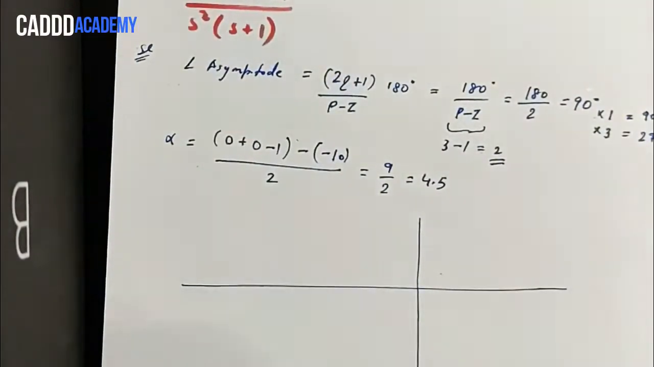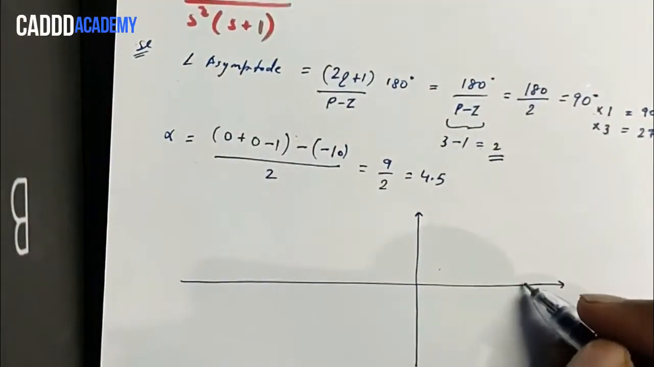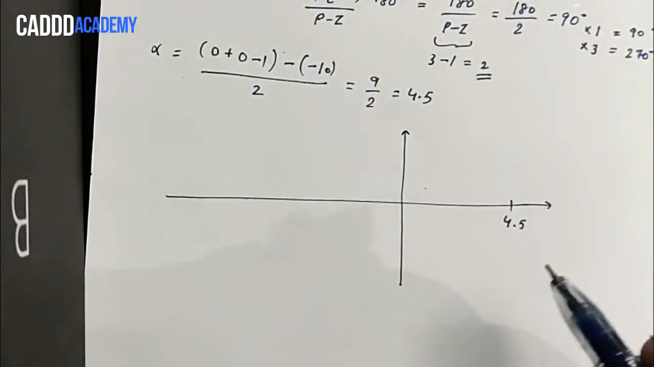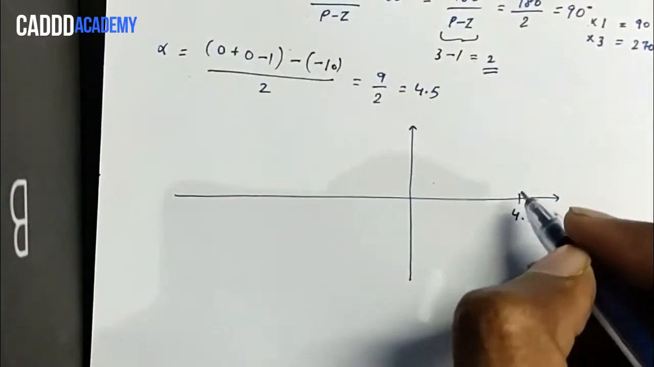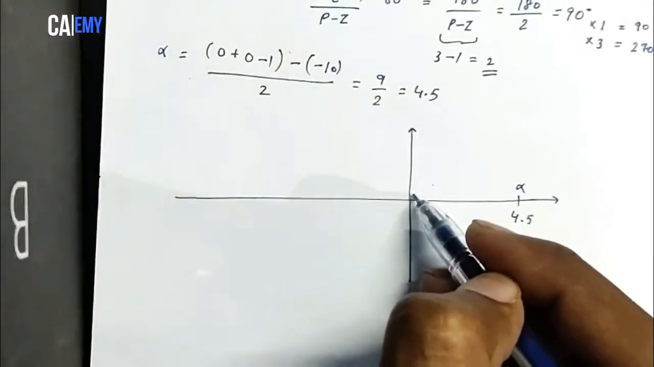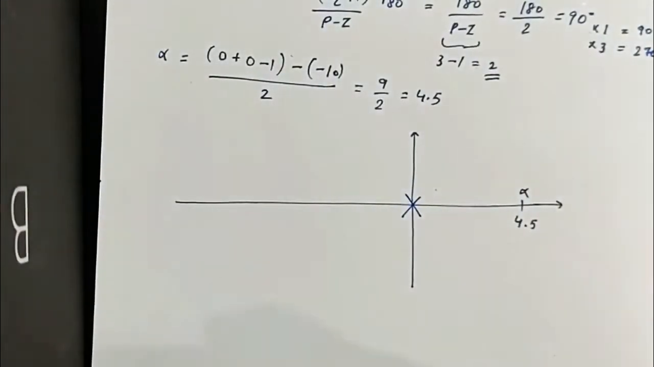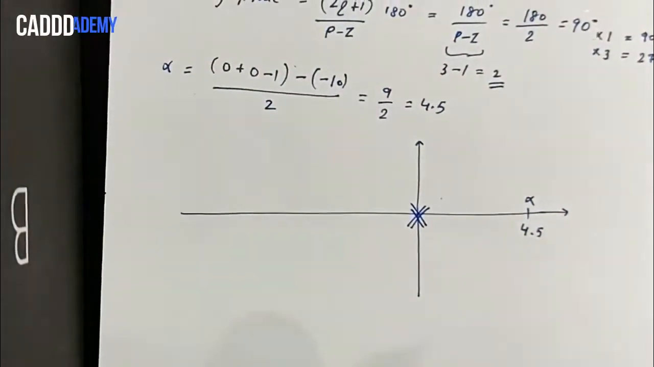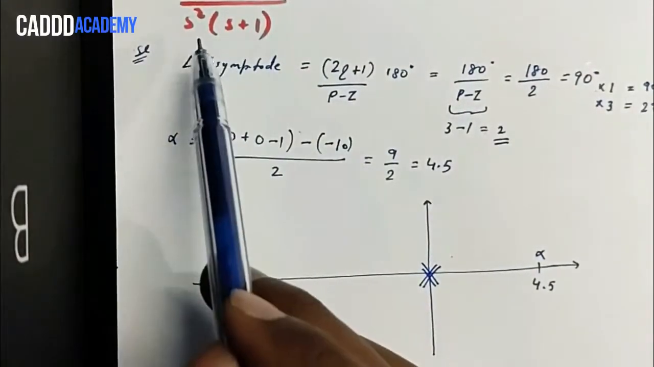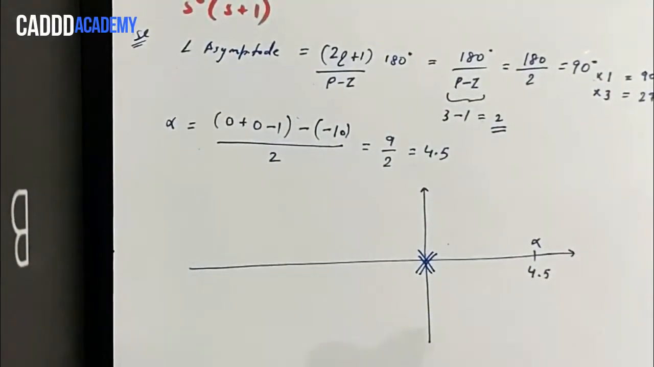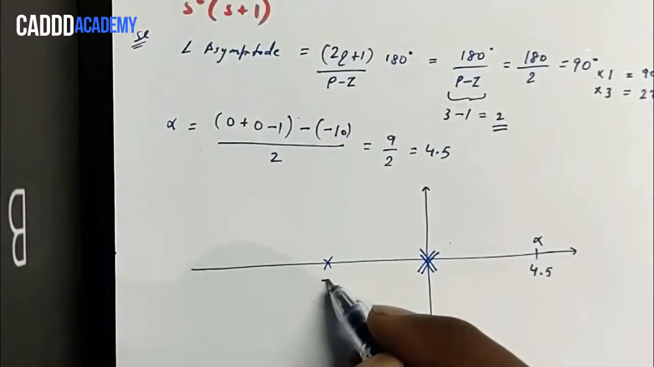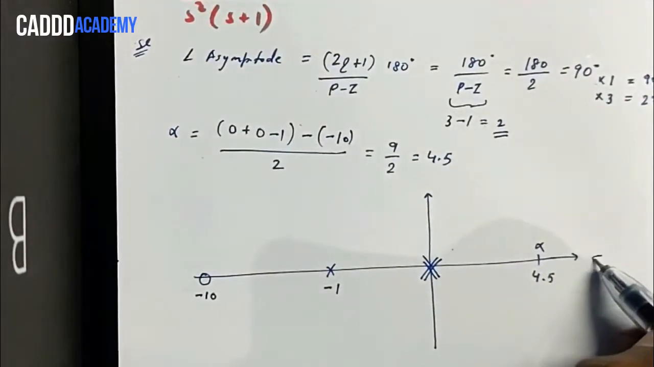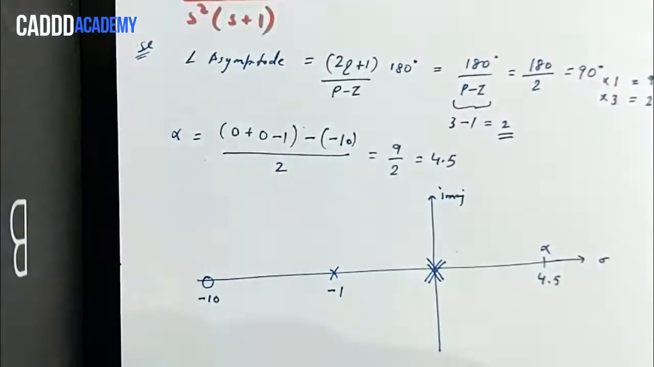Now we will draw the root locus. At 4.5 we have the centroid. And here we have 1 pole at the origin and another pole at the origin. So we have 2 repeated poles at the origin, as this is a type 2 system. And we have 1 pole at minus 1, and 1 zero at minus 10. This is the real axis, and this is the imaginary axis.